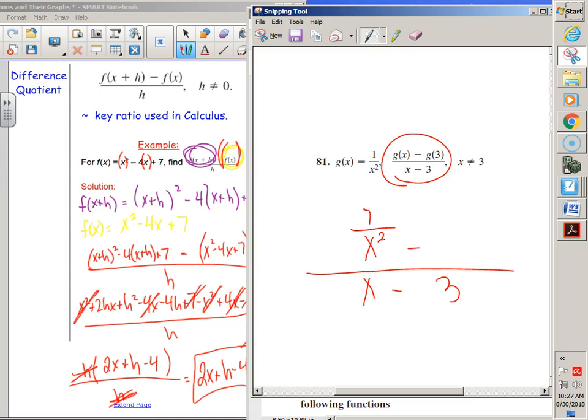Plug it in. If you need to, you can do it off to the side. That was kind of useful for me. I went off to the side because this was complicated to plug in. Maybe some of you would have been able to do this a little bit easier, but remember, wherever the x is, that's where I'm plugging in. So 1 over who squared? 1 over 3 squared, which is 1 over 9.